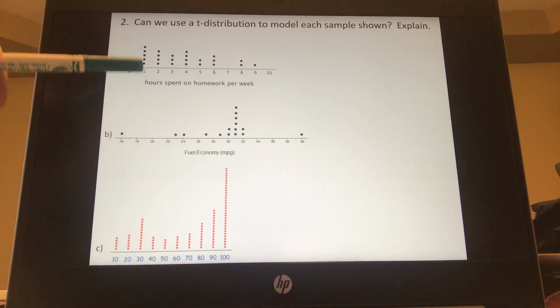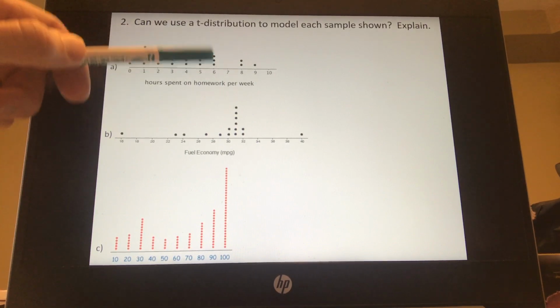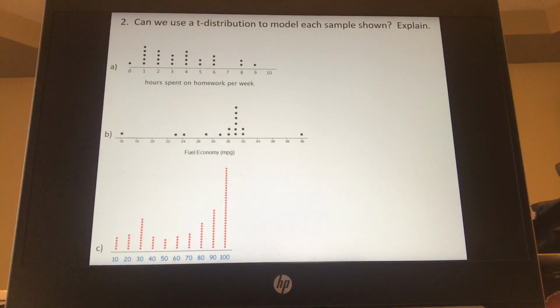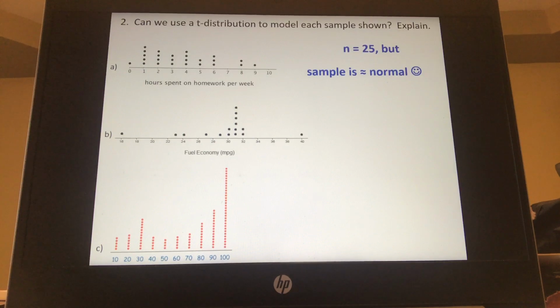If you count dots, 1, 2, 3, up to 20, and then 1, 2, 3, 4, 5, it's only got 26 dots, which doesn't make our magic number of 30, but 25 dots, I guess. But because it's approximately normal, we're okay. We can do some bootstrapping on this and make our inferences.